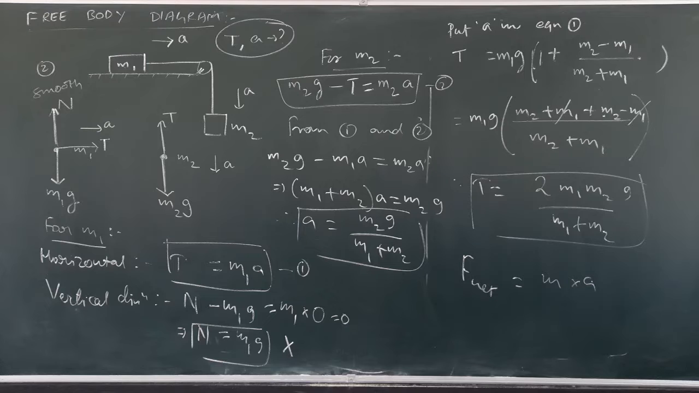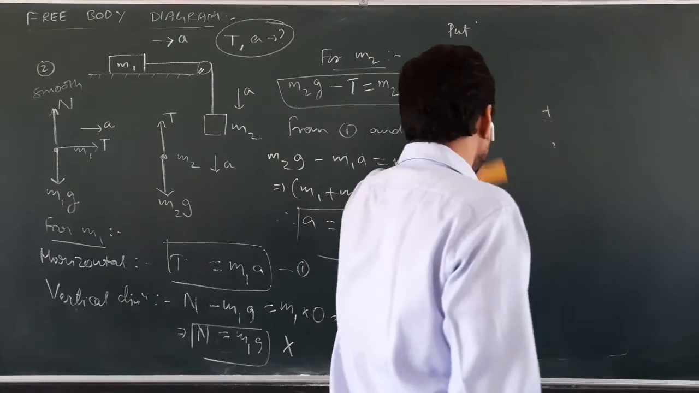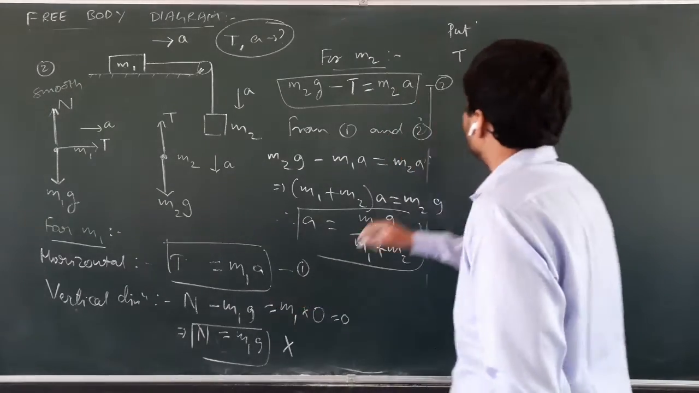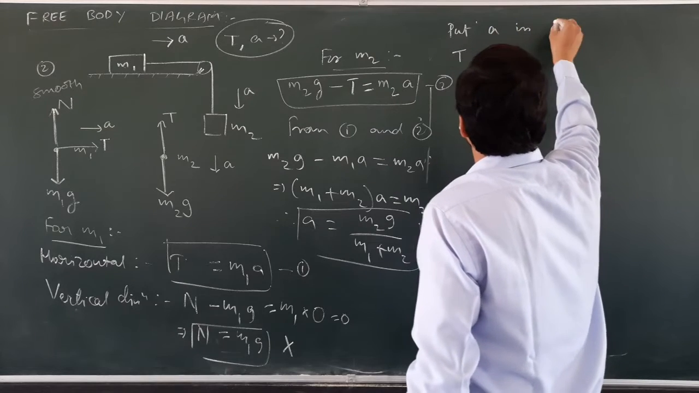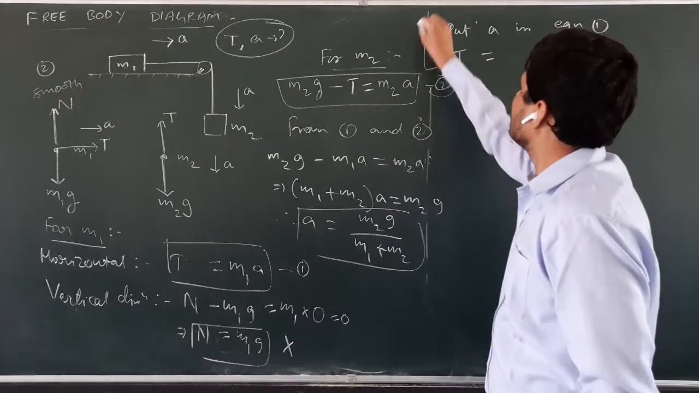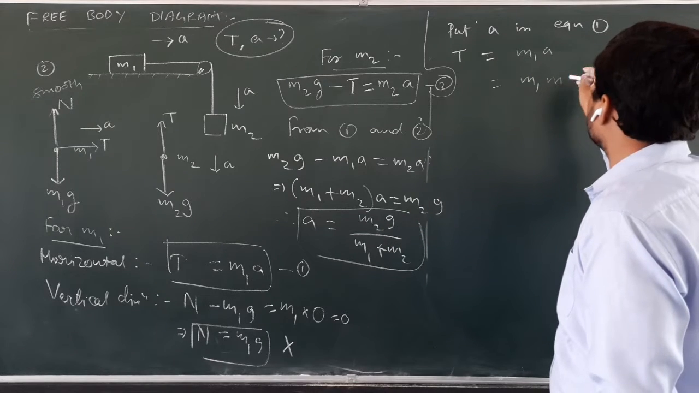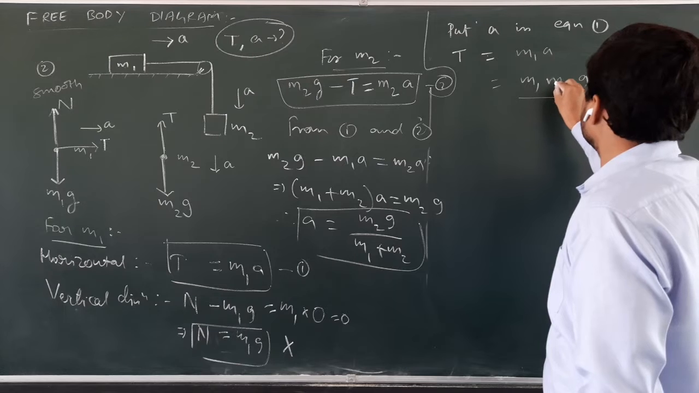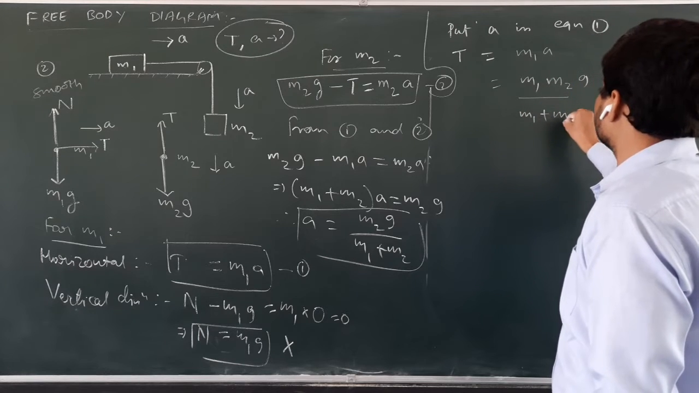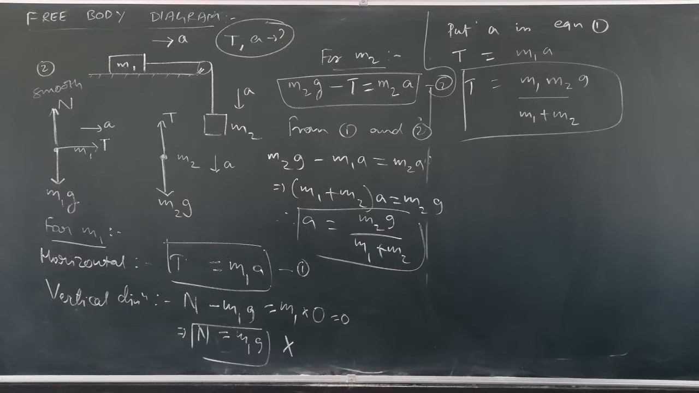I hope the solution is clear to you. Now knowing the acceleration, you can easily find the tension. So to find the tension, you can use any of the equations, but I think it will be easier to use equation number 1. So put A in equation 1. So we will get T is equal to M1 into A. A is this much. So this is the answer: M1 M2 g by M1 plus M2. Is it clear, students?